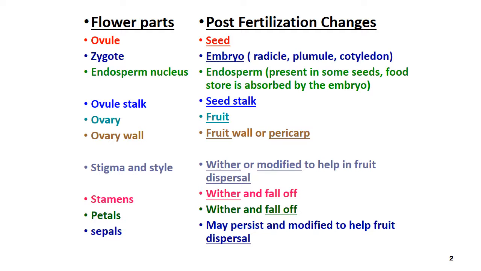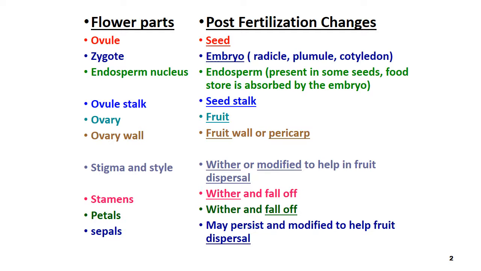Alright, now the third structure is the endosperm nucleus. The endosperm nucleus will form the endosperm, and endosperm is actually the food storage organ. Alright, it is present in some seeds. The food store is absorbed by the embryo, usually. Alright, so they form as a food reserve for the seeds.